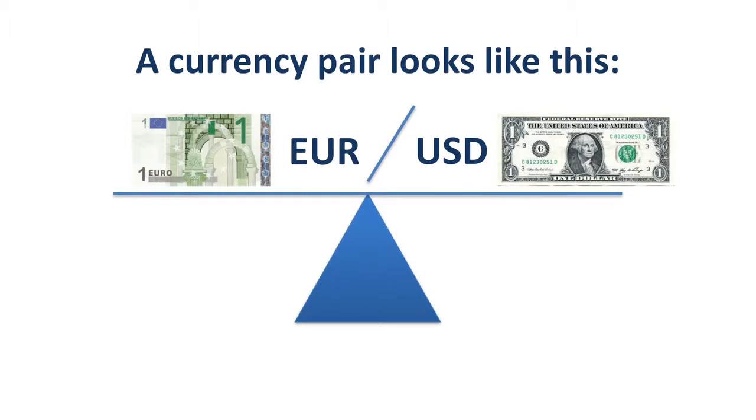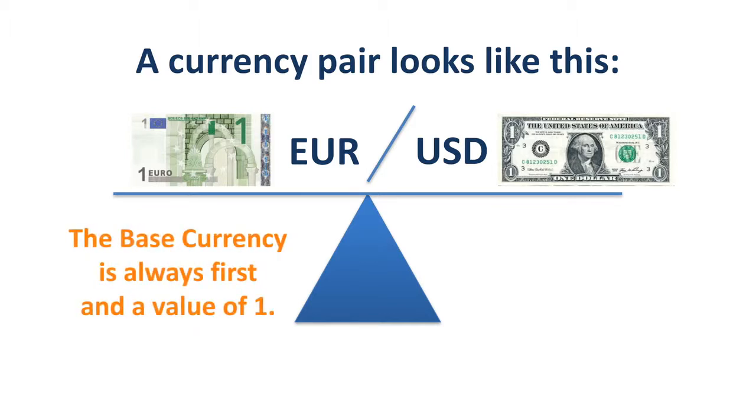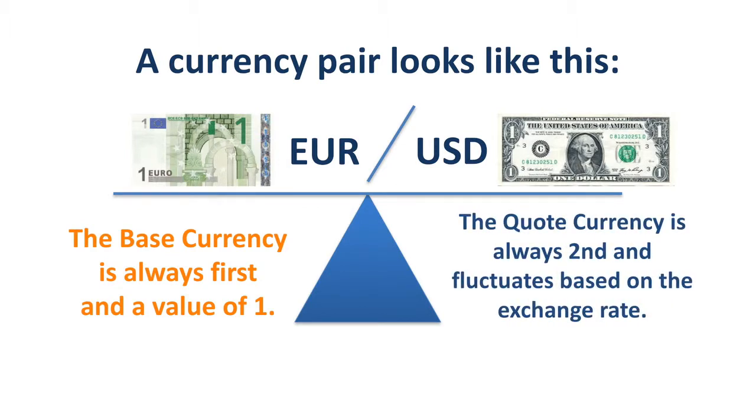So let's take a look at the left side. This is what we call the base currency. And the base currency is always first and has a value of 1. Now let's take a look at the right side. The right side's called the quote currency, and the quote currency is always second and fluctuates based on the exchange rate. So let's look at an example of this.